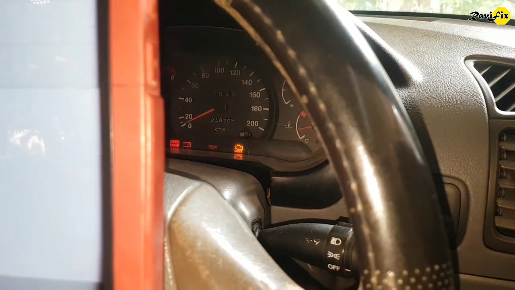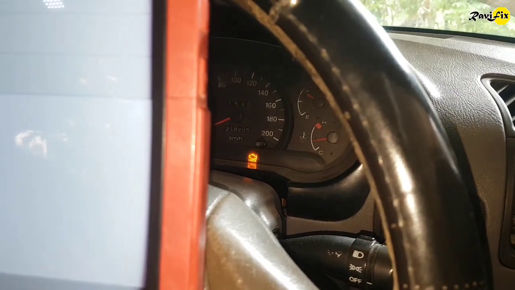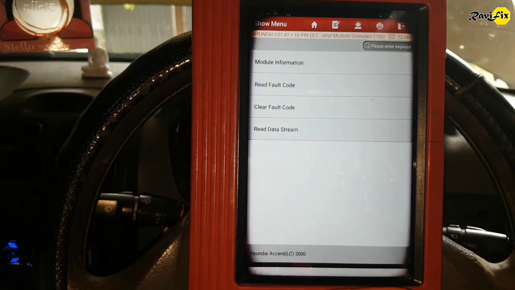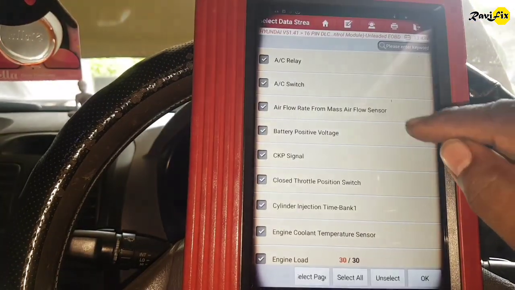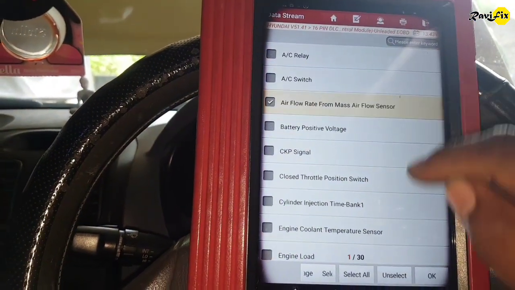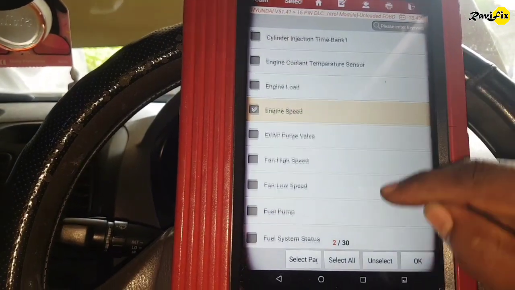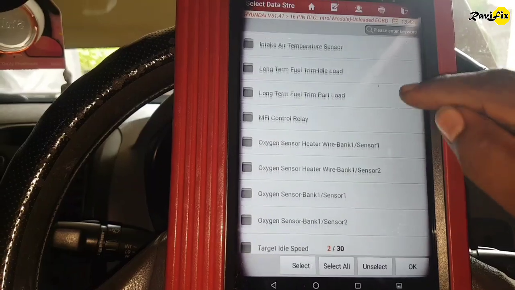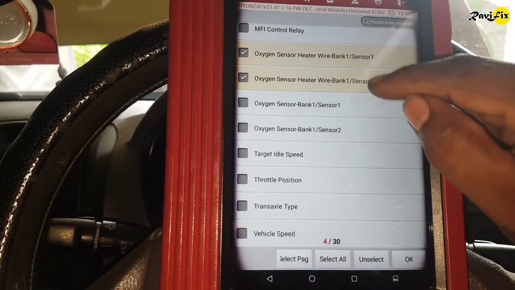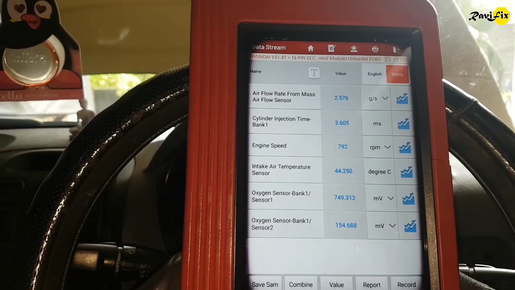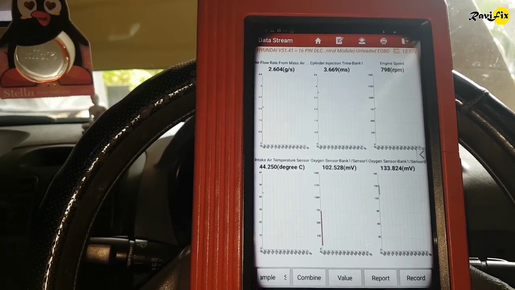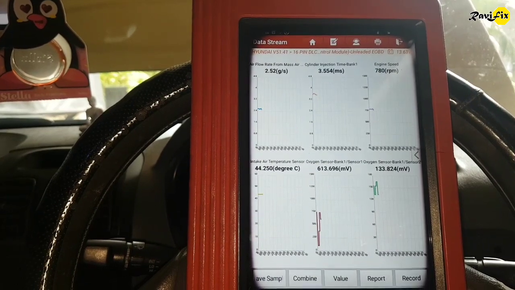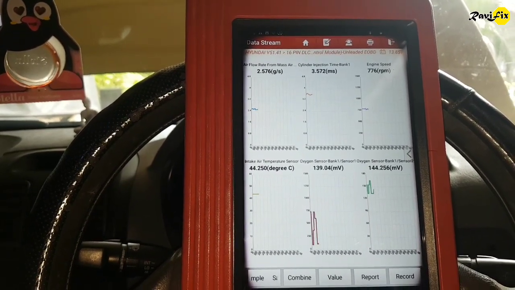Okay, let's start the car and check the data. Okay, you can see the check engine light went away. Okay, let's check the data. I selected several data bits here. Just look, with the old mass airflow sensor we got a much better airflow rate at idle. But it is still higher than normally expected.